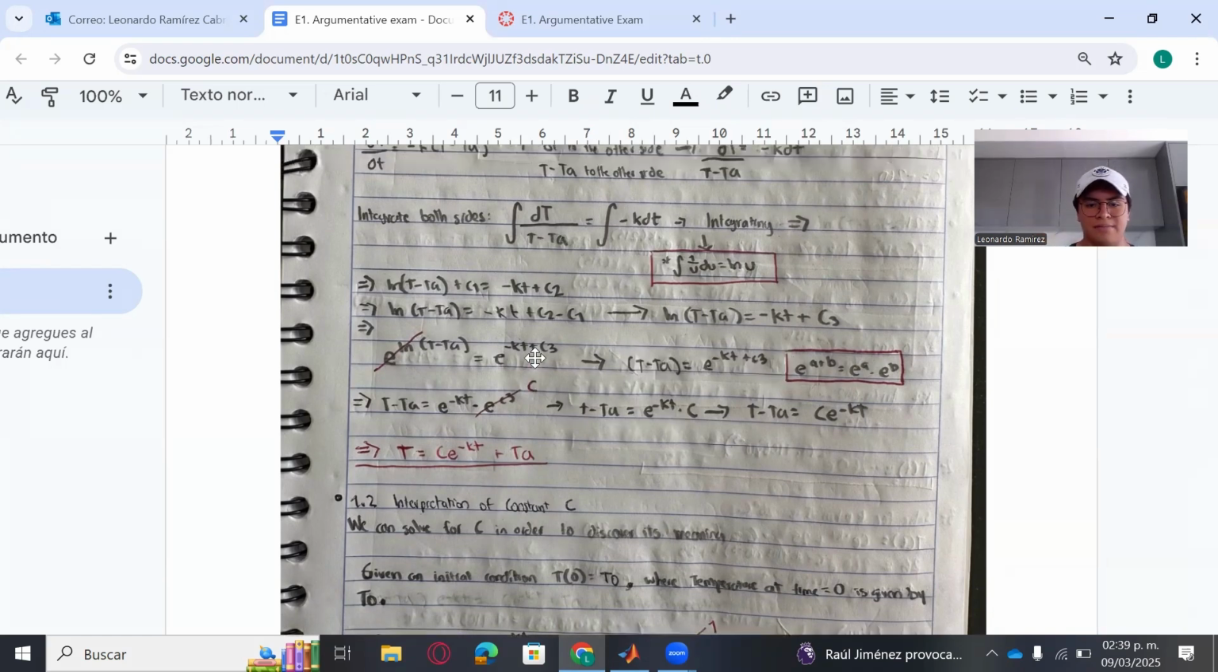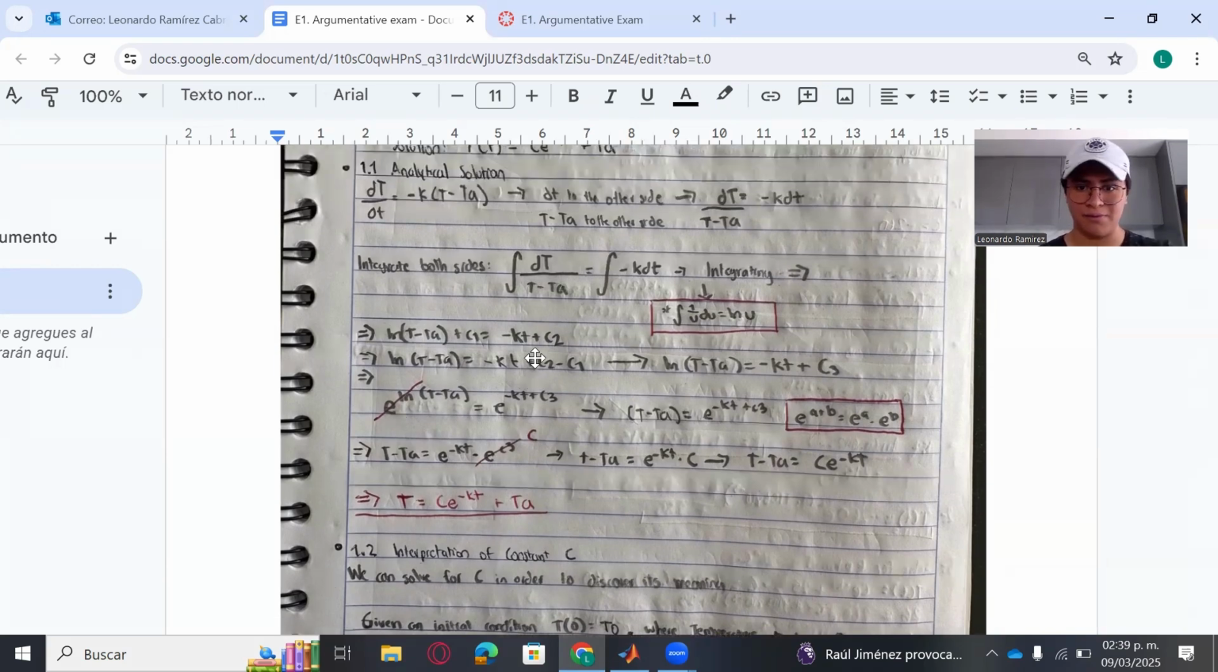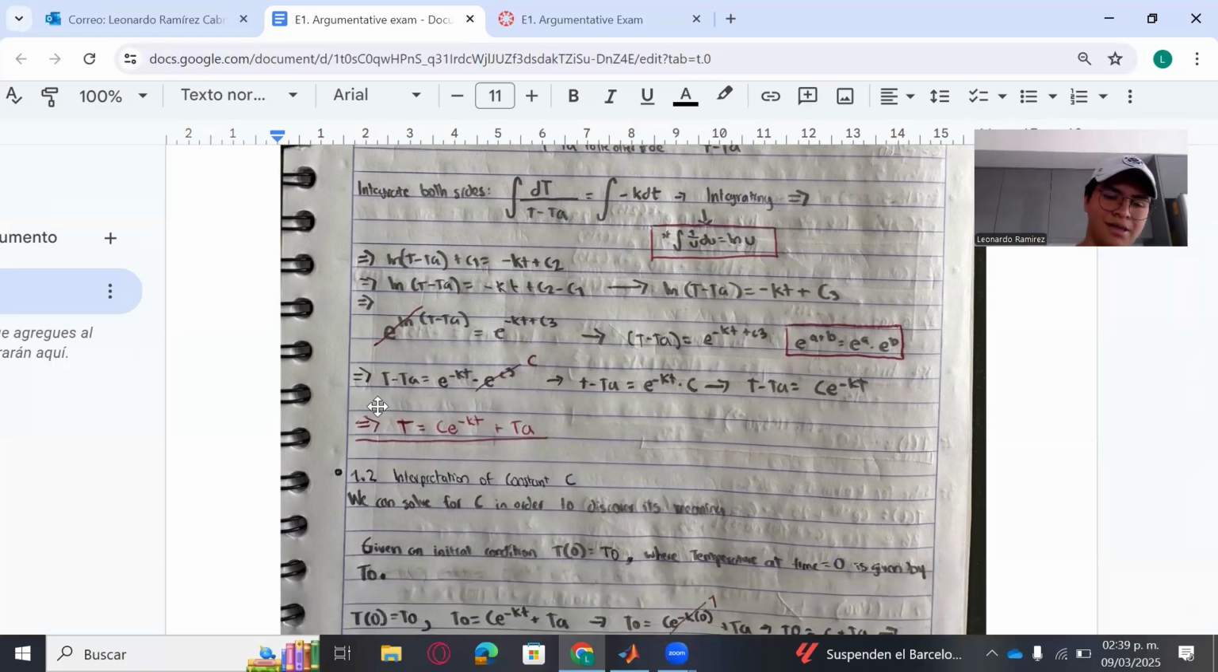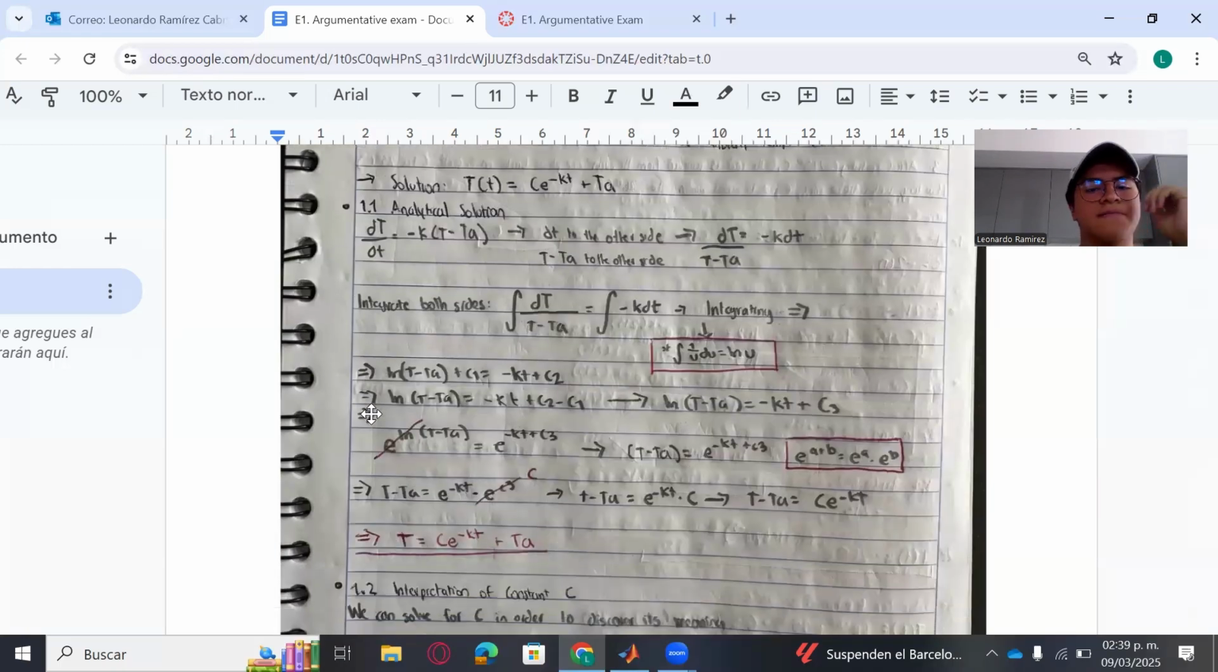I will also upload this PDF so it can be reviewed. And at the end, we have T minus Ta equals e to the minus kt times e to the c3. Let's remember c3 is a constant, so for simplicity, we can just call it C. And we end up with T minus Ta equals C e to the minus kt. If we solve for T, temperature as a function of time, we end up with our mathematical model, which matches the initial solution given in the instructions.